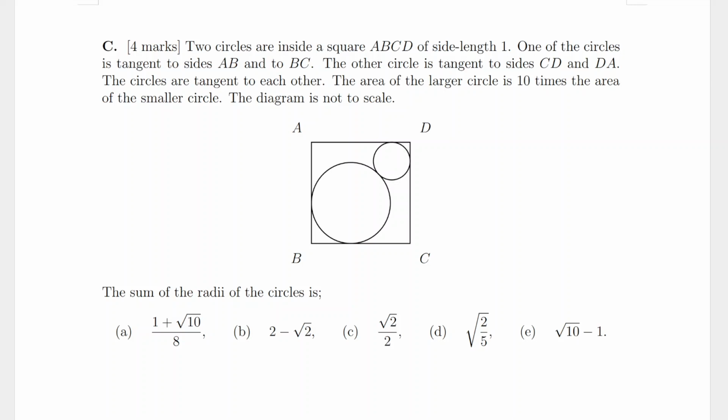Okay, question C, here we go. Two circles are inside a square ABCD of side length 1. No surprises, of course they chose 1 as the side length. One of the circles is tangent to the sides AB and BC, as shown in the diagram.